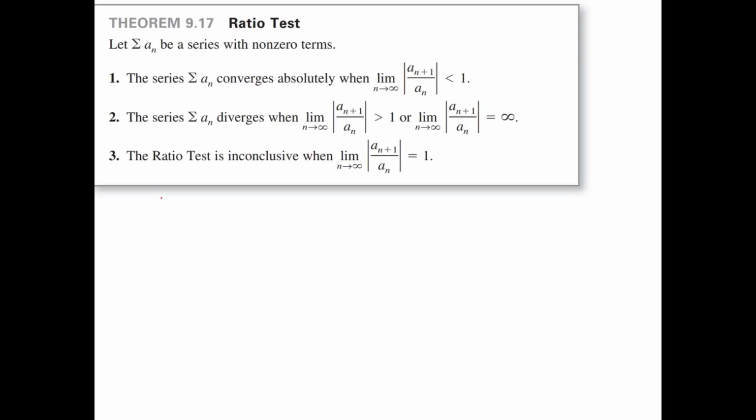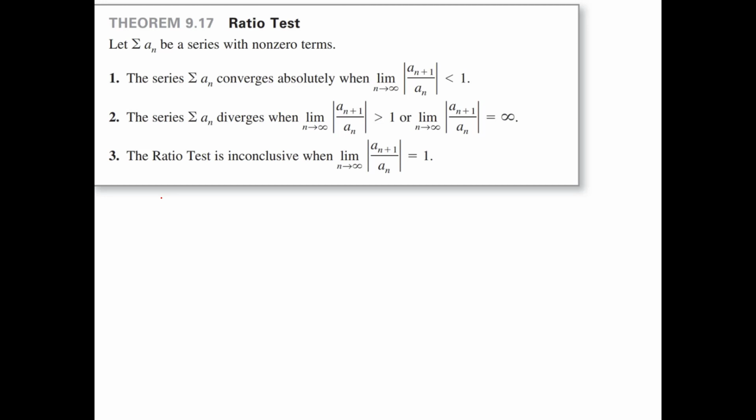The next test is called the ratio test, and it says let the summation of a sub n be a series with non-zero terms. The series a sub n converges absolutely, and therefore converges, if the limit as n goes off to infinity of the absolute value of a sub n plus 1 divided by a sub n is less than 1.